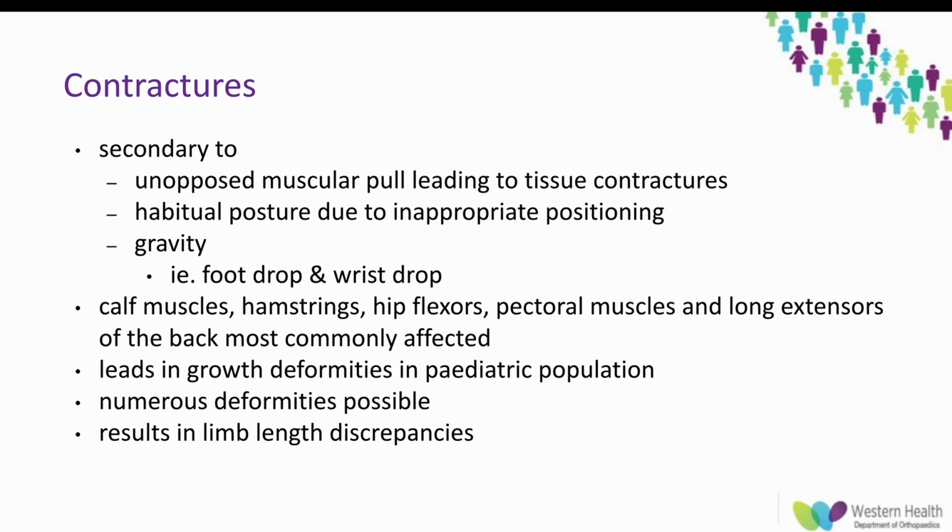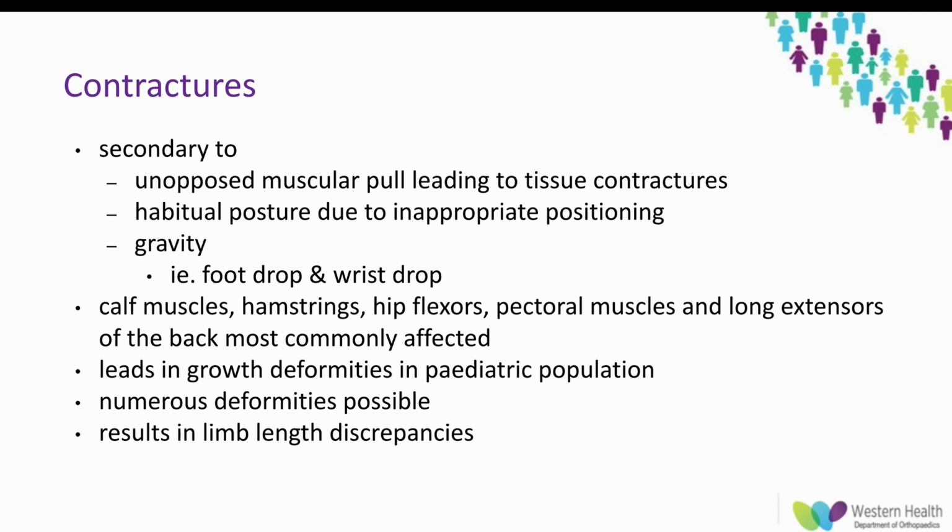Patients with polio develop contractures, and this is secondary to unopposed muscular pull, which leads to tissue contractures. It can be due to habitual posturing, which is due to inappropriate positioning. So if patients are kept in a sort of seated position for too long, they can develop hip flexion contractures and knee flexion contractures. And this can be quite debilitating.